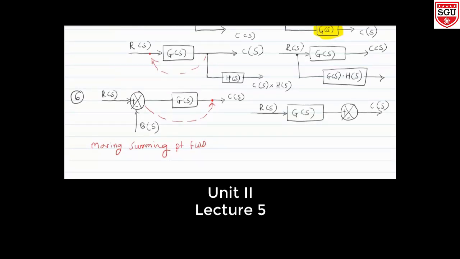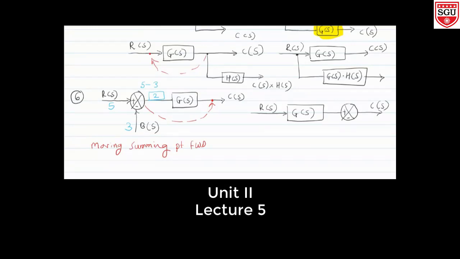Suppose we take the same approach as we did yesterday. We will consider R of S is 5 and B of S is 3. So what will be the output from the summing point? R of S minus B of S, perfect. Practically it is coming 2. Yes, 5 minus 3.